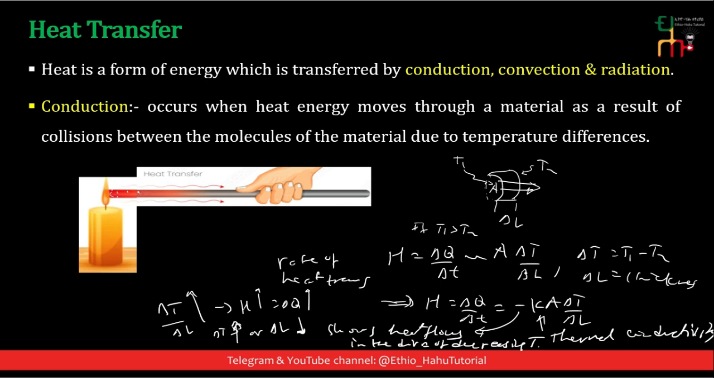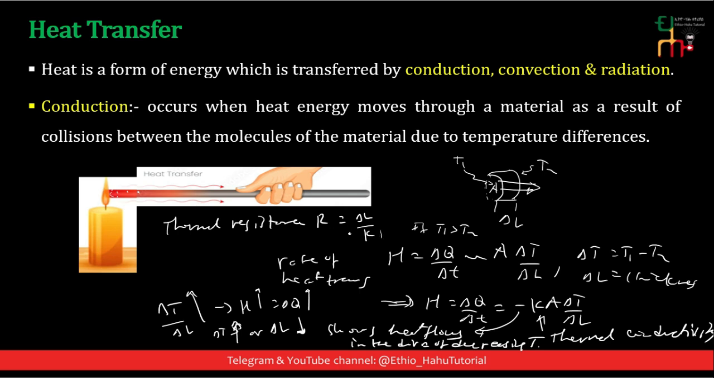In terms of the thickness of the material and the thermal conductivity of the material, we can define thermal resistance. Thermal resistance R is equal to simply delta L divided by thermal conductivity K. The thermal resistance of a material is defined by the thickness of the material divided by the thermal conductivity of the material. If the thermal conductivity of the material is large, the thermal resistance becomes smaller.